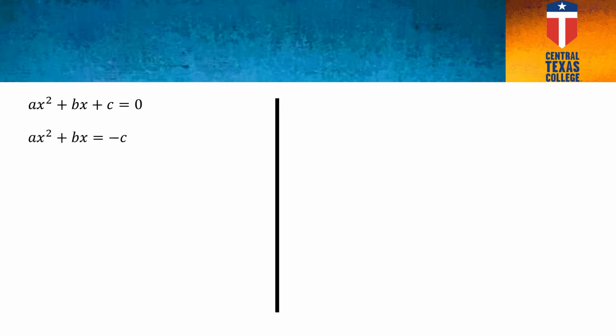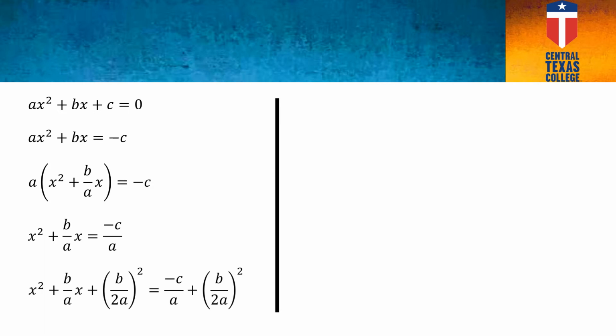Our first step is to subtract c to the other side. Then we factor an a from the left-hand side of the equation. In parentheses, this leaves us with x squared plus b over a x. Then we have to divide by a. Notice that the right-hand side of the equation has become negative c over a.